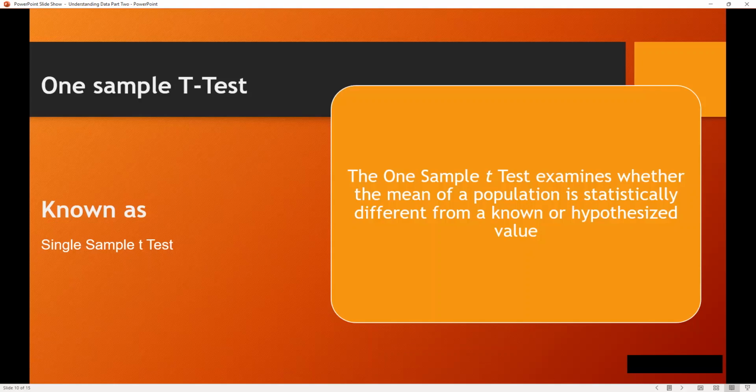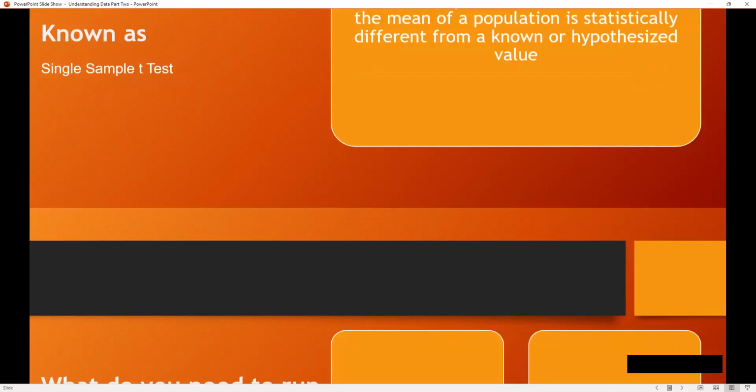The one sample t-test is also known as a single sample t-test. So what is a one sample t-test? The one sample t-test examines whether the mean of a population is statistically different from a known or hypothesized value. So if you want to check the differences between the mean of a population and the mean of a known or hypothesized value, which can be gotten from a literature or from the observations or from experiments, then you need to consider a one sample t-test.